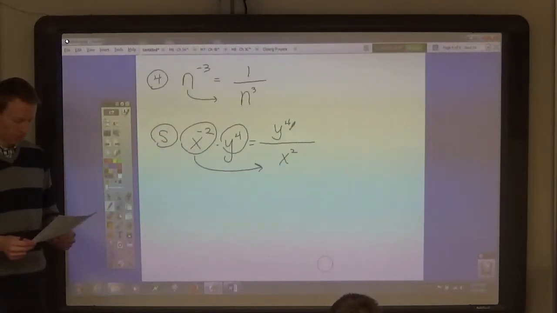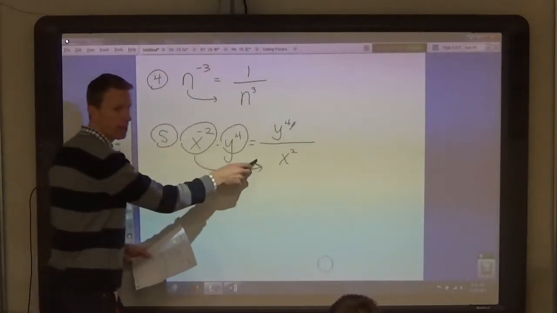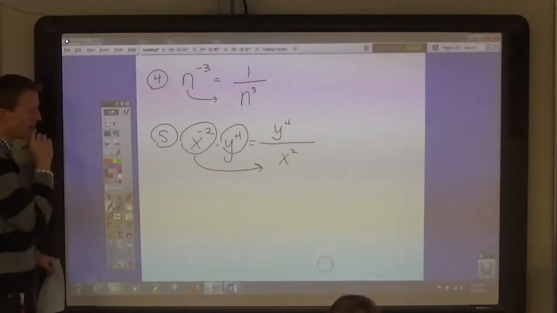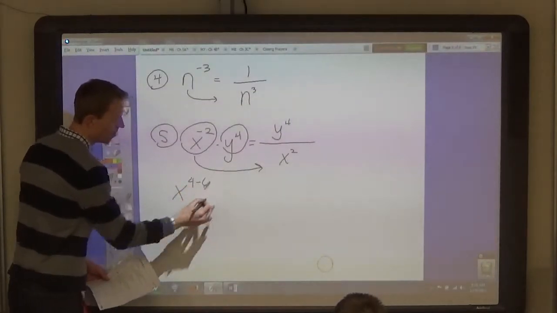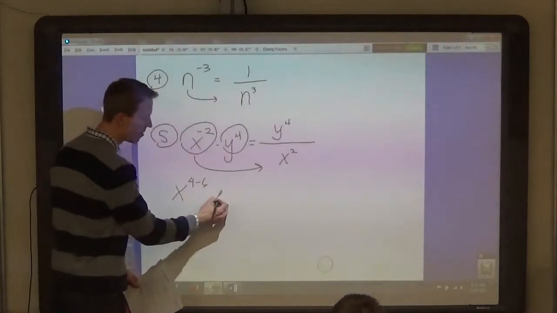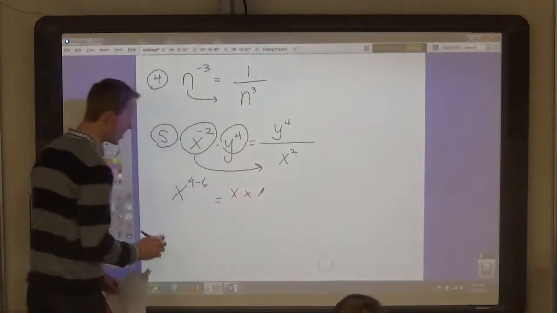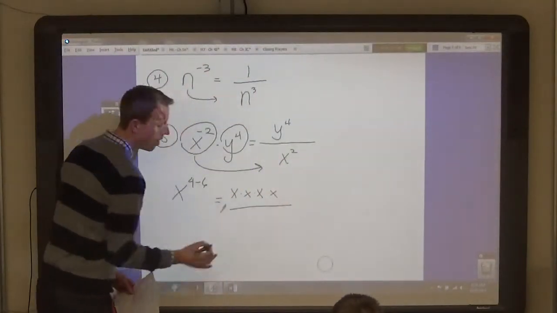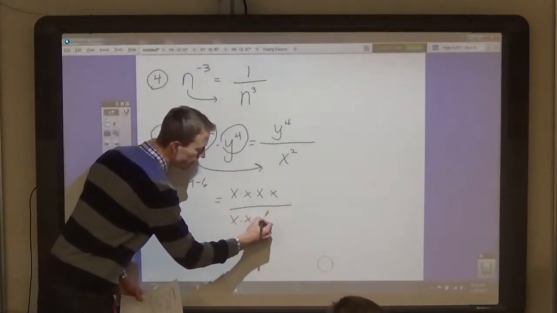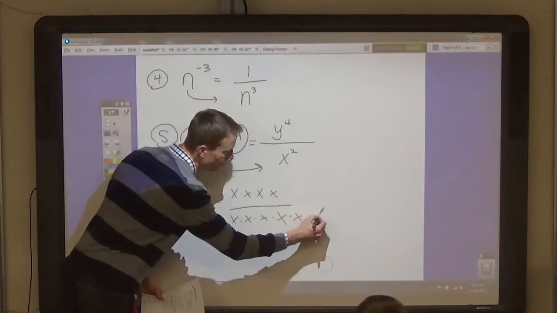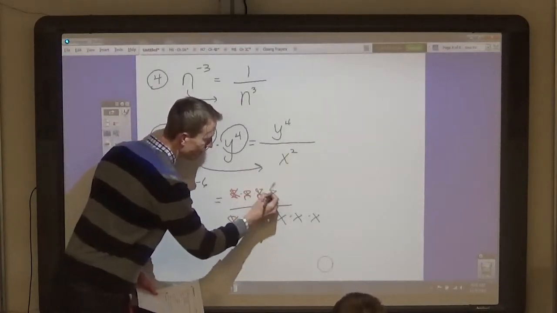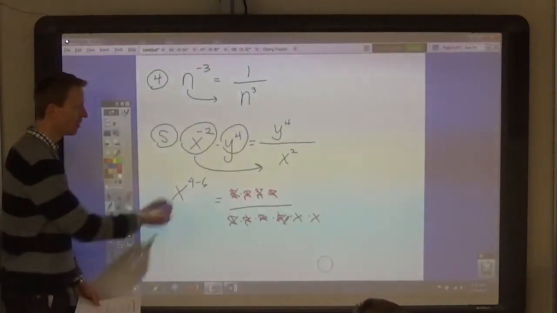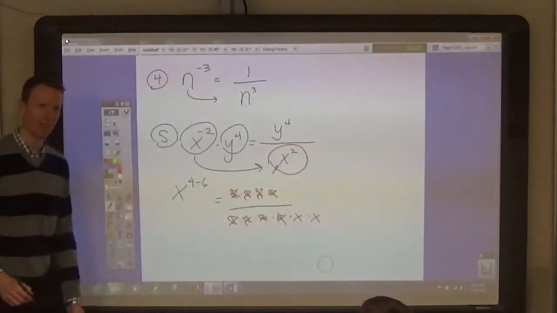Why would the negative go to the positive? Because it's like this. How could we get a negative 2 on the x? By subtracting, like x to the 4 minus 6. So if we had x to the 4 on the top and 6 down below, and when you cancel them out, how many are left? 2 down below. So by moving it down here, it makes it positive. And it's on the bottom.